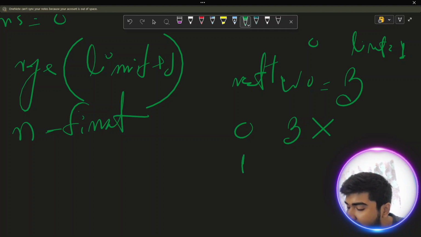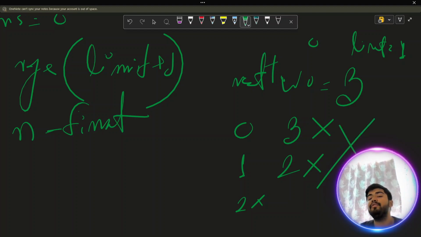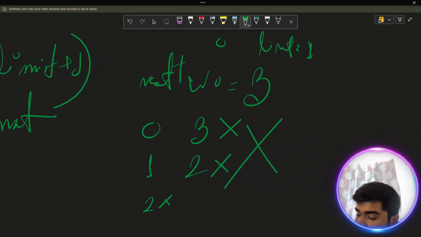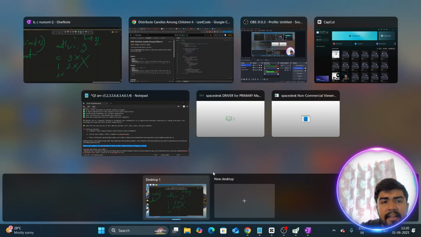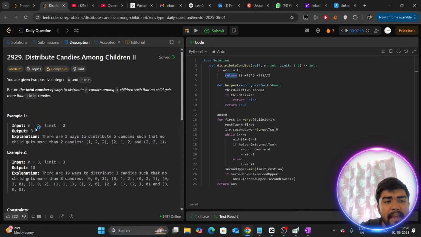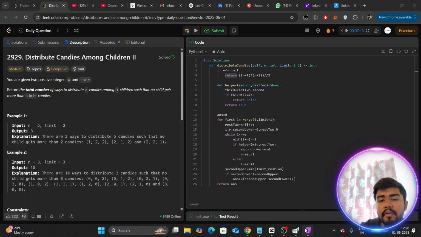If I assign 1 candy to it, then the third has to take 2 candies, and that is also not a valid configuration. Then if I assign 2 candies, it is altogether not possible, because 2 is more than my limit. So there is no configuration altogether possible. But let's consider my limit has increased to 2, or I can take the example test case they have given. My n is 5 and my limit is 2, right?